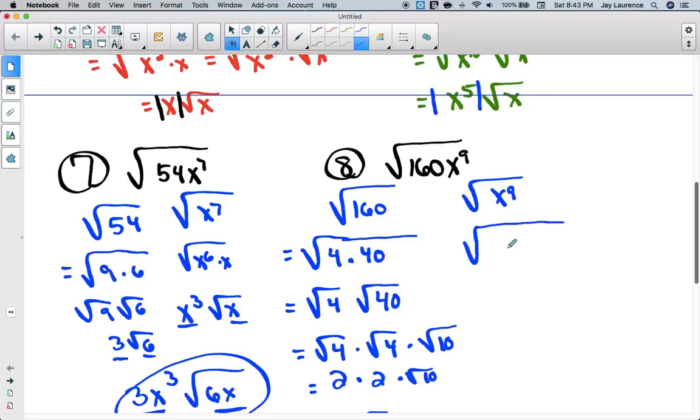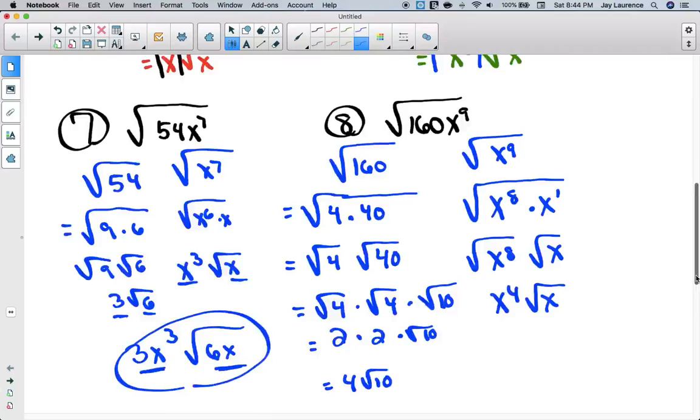Okay, so now I'm going to do the variable part of it, and I'm going to think about this as x to the 8th times x to the 1st. And so it'd be rad x to the 8th times rad x. X to the 8th is going to be x to the 4th. I'm not going to need an absolute value on this one, because that fourth will take care of any negative situation.